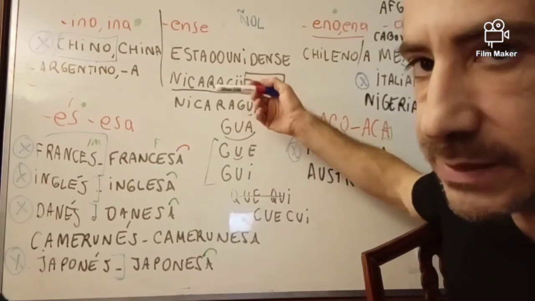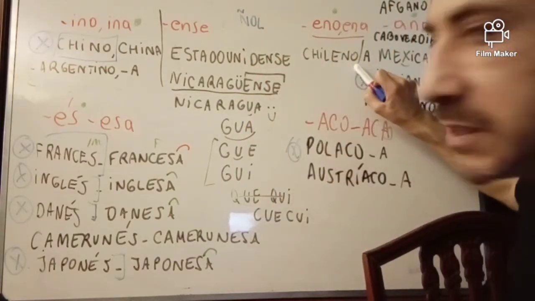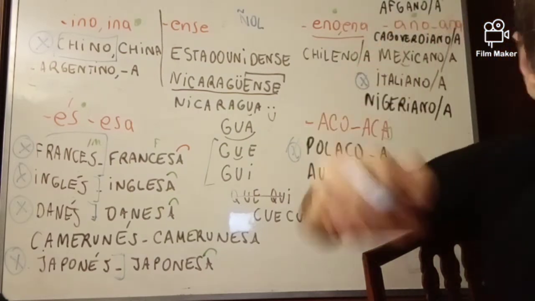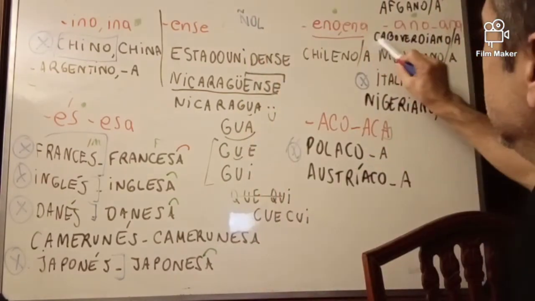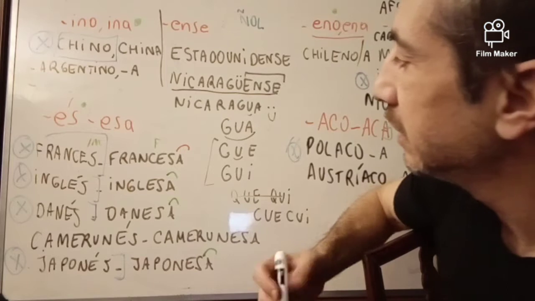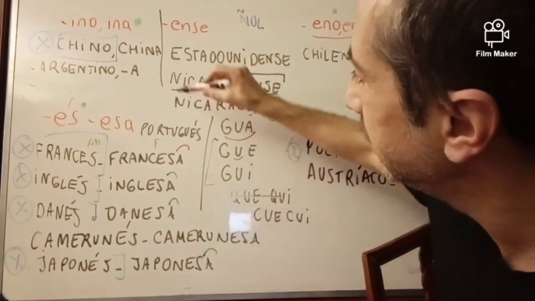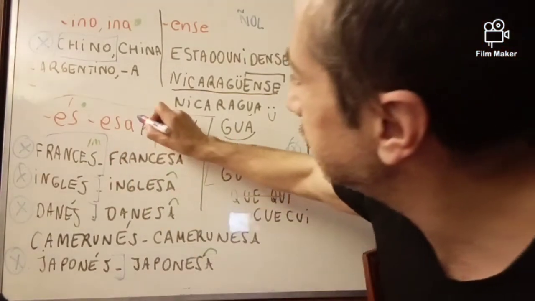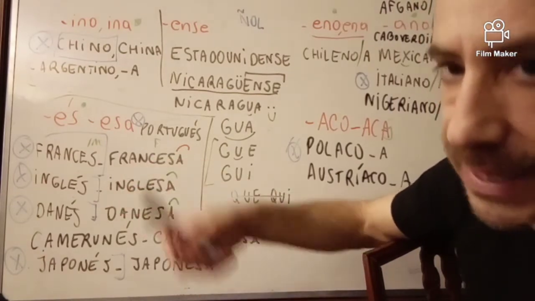Los nicaragüenses, people from Nicaragua speak Spanish. In Chile, they speak Spanish too. The same in Venezuela. Afgano, afgana, in Afghanistan, Arabic. In Cabo Verde, Portuguese. I'm going to add the word portugués here to indicate the language. This is in this group. Portugués to indicate that it's the same word that we use to talk about languages, in this case Portuguese.